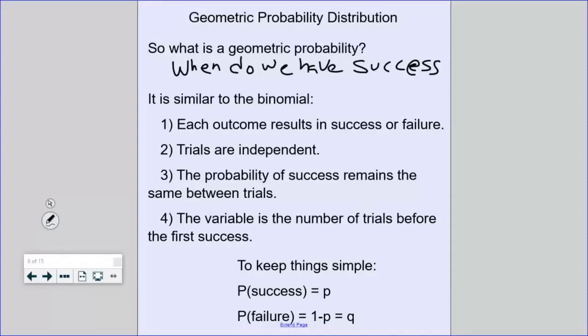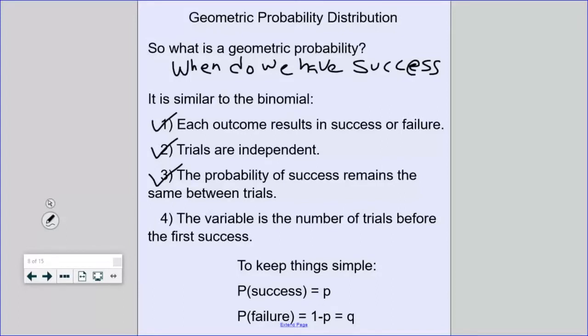Now, in order to be a geometric, it's kind of like a binomial. You have to have some of the same things. First thing is, each outcome results in success or failure. There's only 2 options. They have to be disjoint, just like in a binomial. Number 2, trials have to be independent from each other. That's just like in a binomial. Number 3, the probability of success remains the same between trials. I can't have a chance of success that's fluctuating or moving around. That's just like in a binomial.